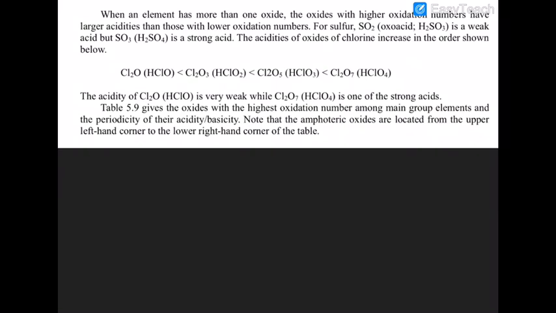Now here you can see easily what is happening. Cl2O is in +1 state. Cl2O3 is in +3 state. Cl2O5, chlorine in +5 state. Cl2O7, +7 state. As the oxidation number increases, acidic strength increases. Clearly understood now?